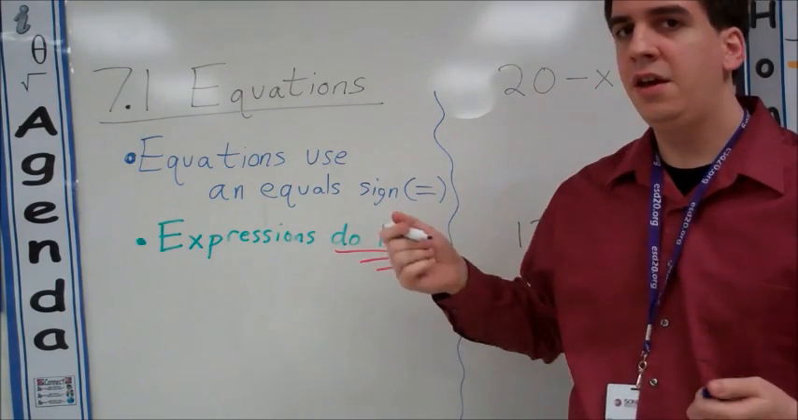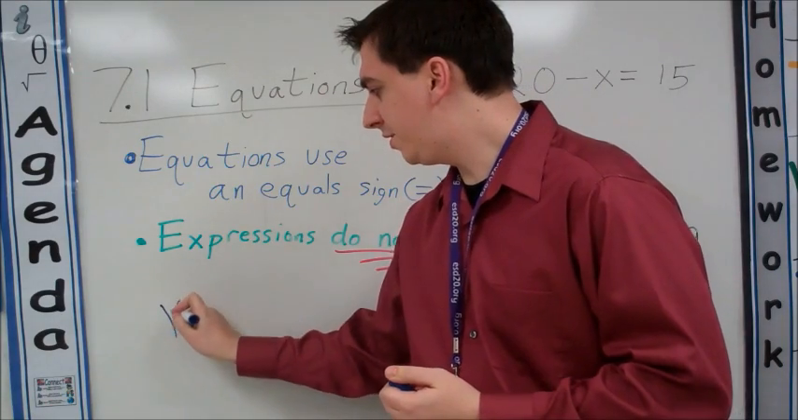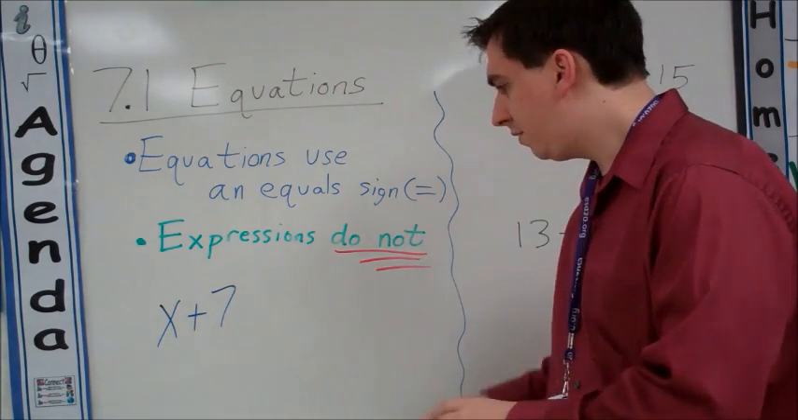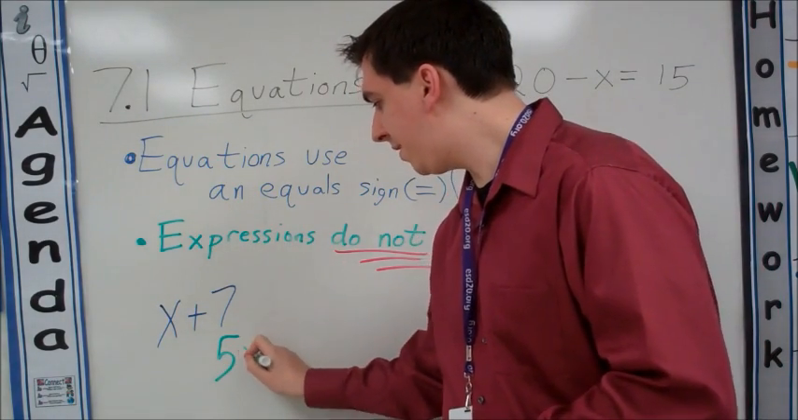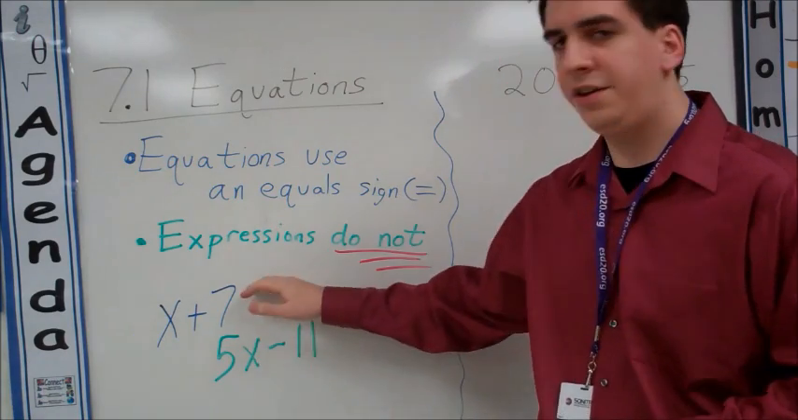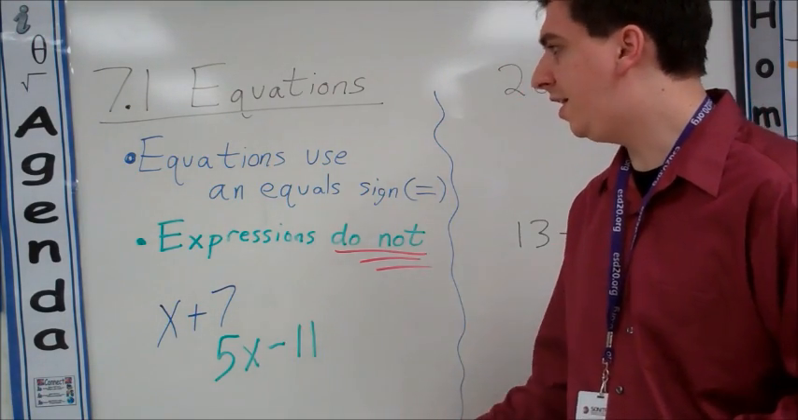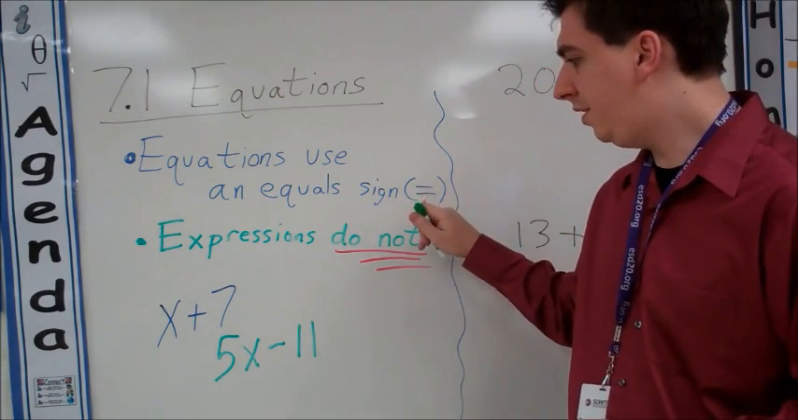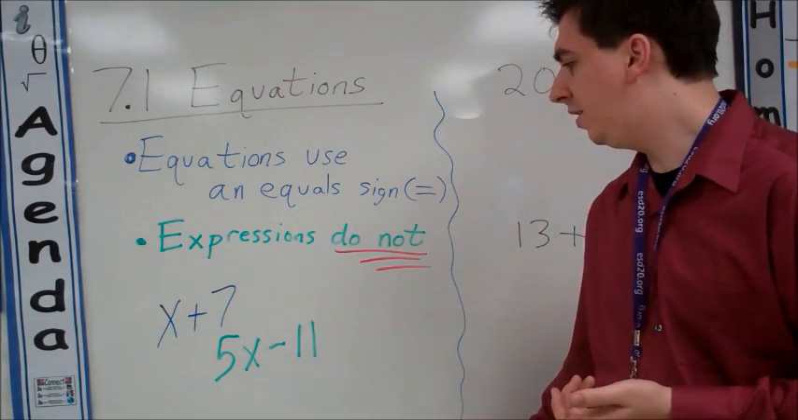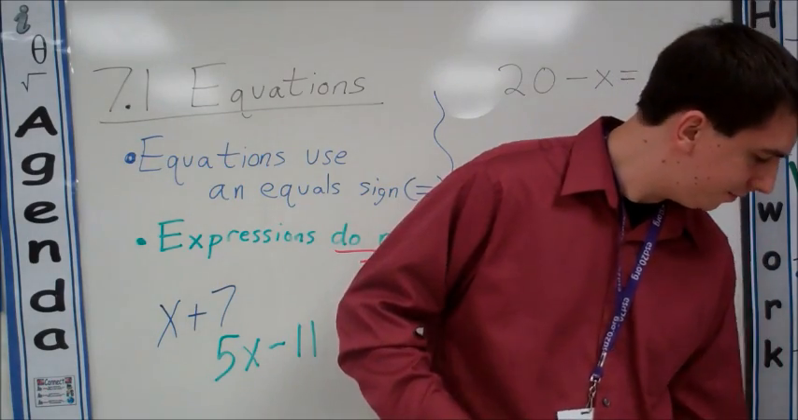Expressions do not. In Chapter 6 we talked about expressions such as x plus 7, or maybe even 5x minus 11. Is there an equal sign in either of these? No, there's not. We're going to be using equal signs. When we have an equal sign, there are effectively two sides of an equation. I'm going to be talking about that throughout here.